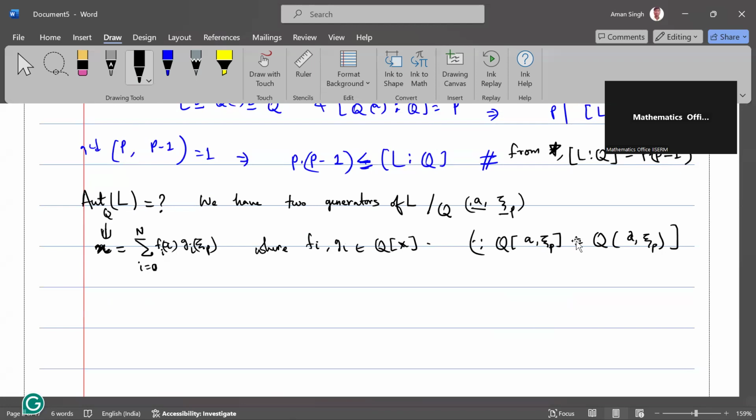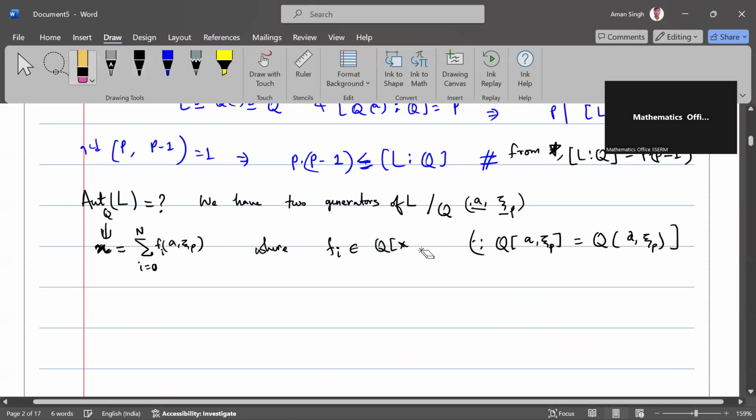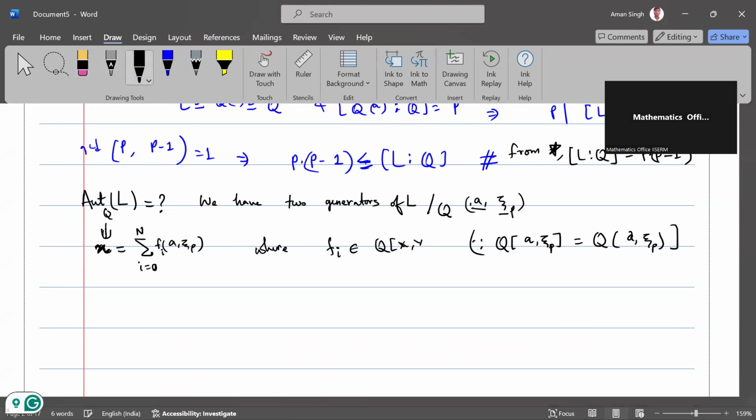Or this can be directly written in two variables as f_i(a, zeta_p), where f_i belongs to Q[x, y]. Okay, so it is enough to define where a and zeta_p are going.